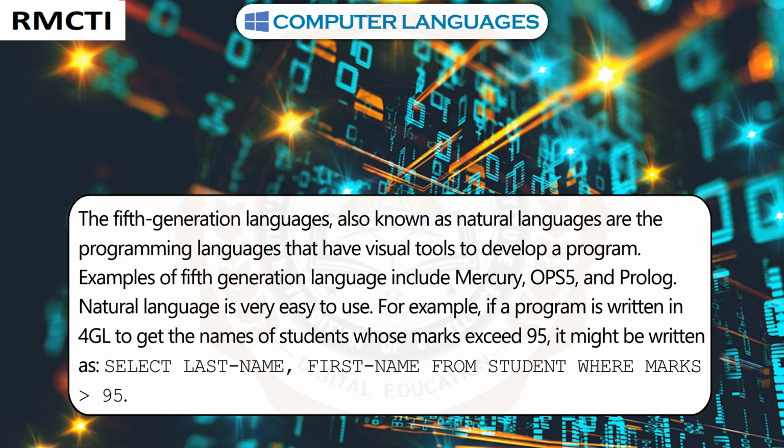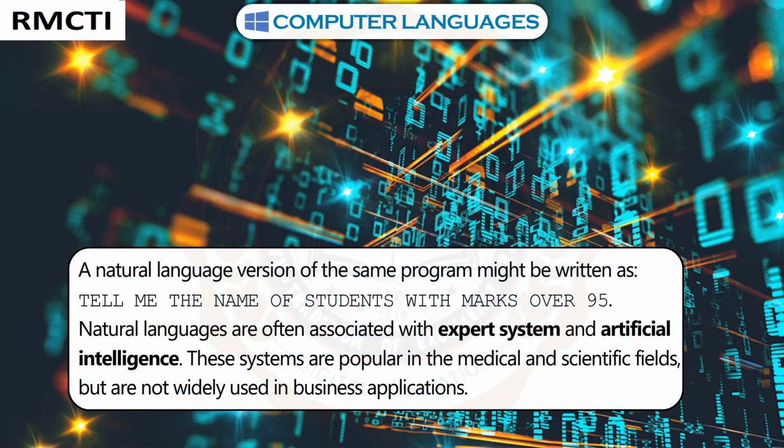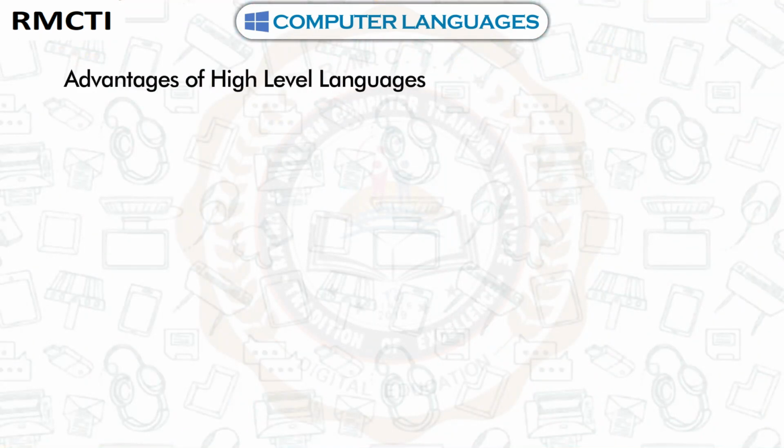For example, if a program is written in 4GL, to get the names of students whose marks exceed 95, it might be written as: select last name, first name from student where marks is greater than 95. A natural language version of the same program might be written as: tell me the name of students with marks over 95. Natural languages are often associated with expert systems and artificial intelligence. These systems are popular in the medical and scientific fields, but are not widely used in business applications.